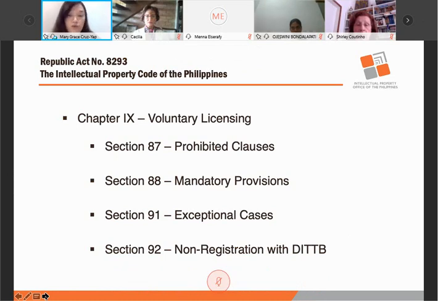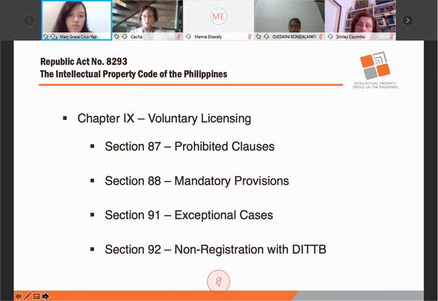Section 88 will give you mandatory provisions. Prohibited clauses should not be there. For mandatory provisions, there are only 4, but they should definitely be there. If they're not there, we will advise you to please put in these mandatory provisions to be compliant with the law.